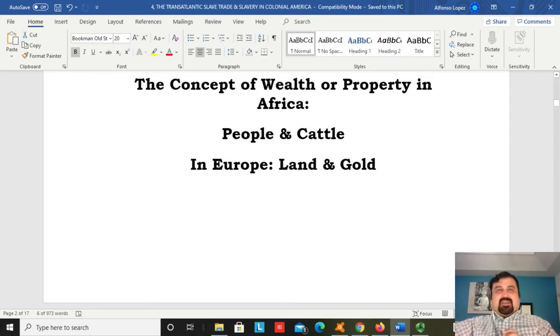Okay, people and cattle. So what we mean by this is that when we say people, in reality what we're talking about here is labor. When we refer to the concept of wealth as people, or people as the concept of wealth, better stated, what in Africa they're actually indicating is labor. The labor that people provide, that is very, very valuable, that is to say.